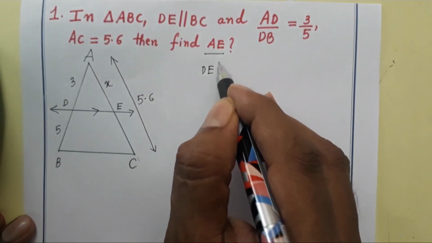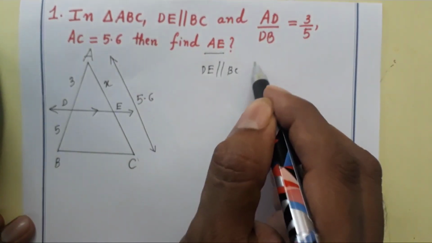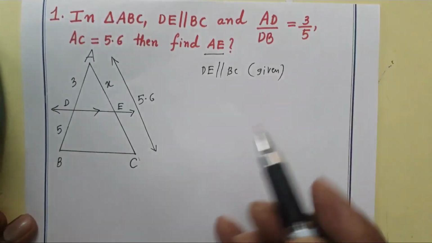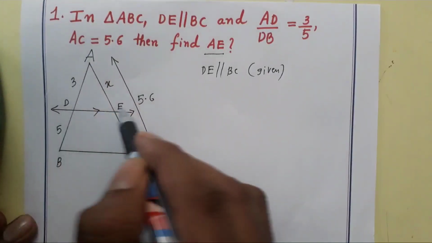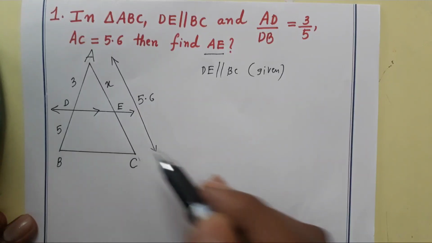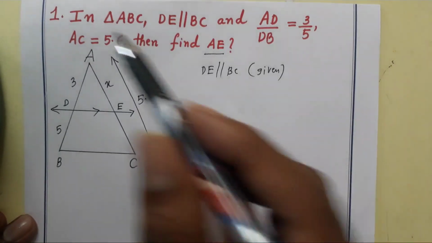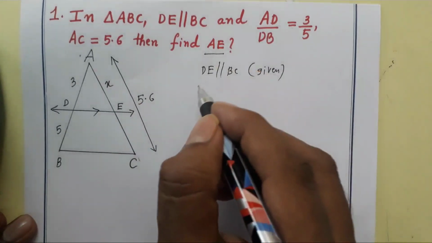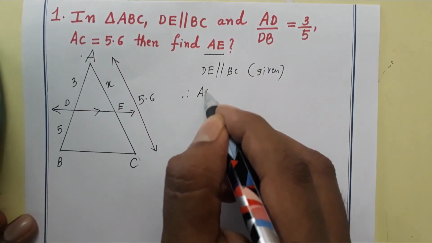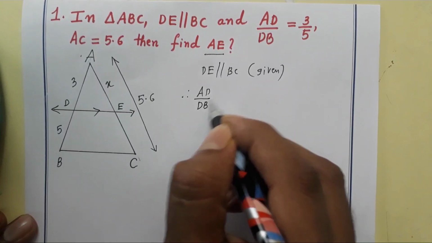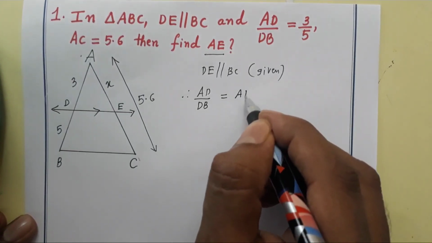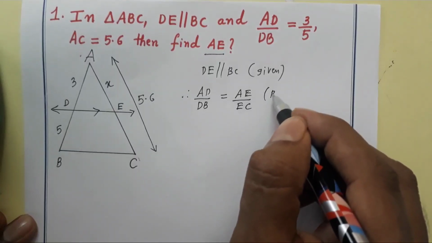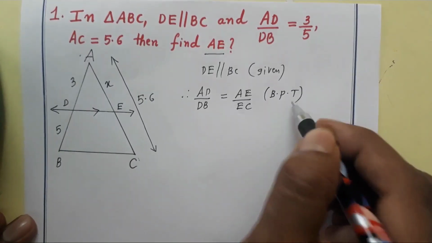DE is parallel to BC. This is given. Then in a triangle ABC, if DE is parallel to BC, from basic proportionality theorem we can write AD by DB is equal to AE by EC. Therefore, AD by DB is equal to AE by EC. That is from basic proportionality theorem.